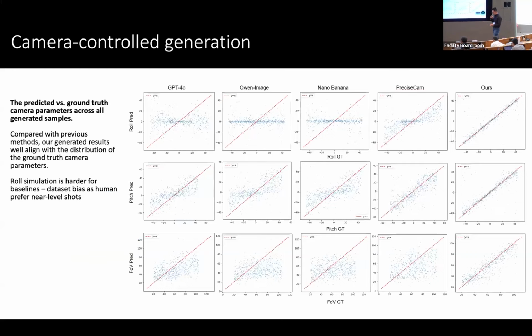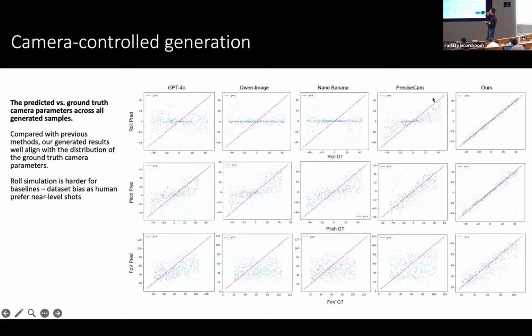Another way to look at it is by plotting the prediction of roll, pitch, and FOV versus the ground truth.